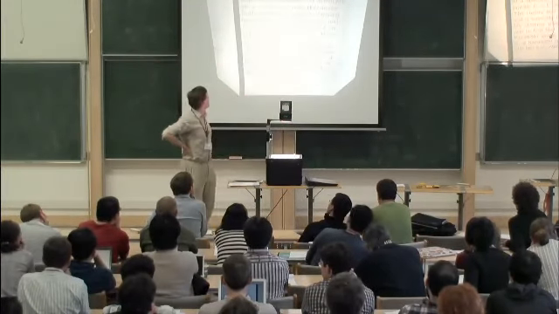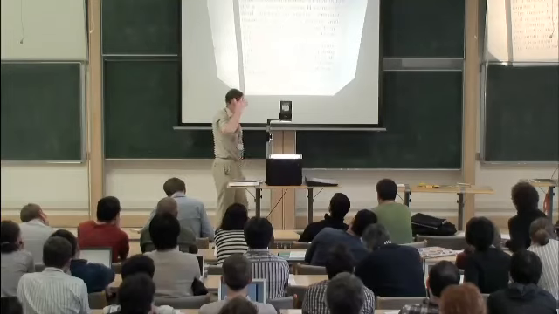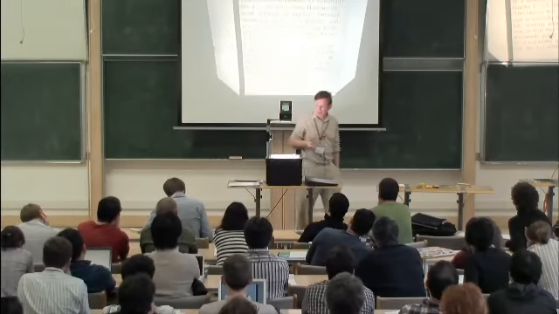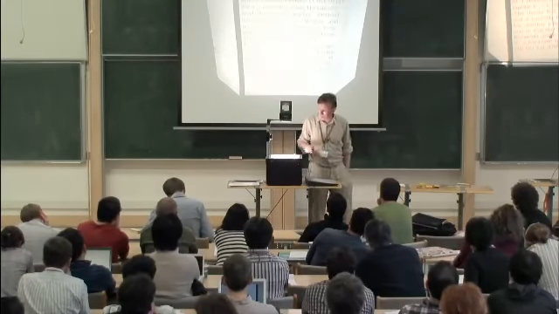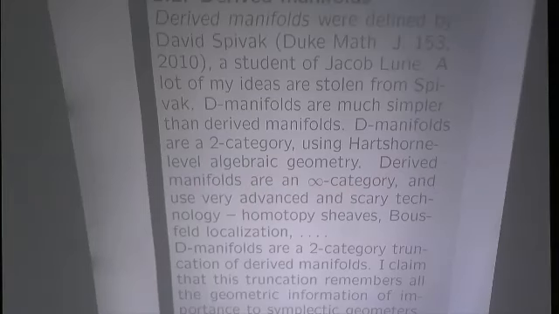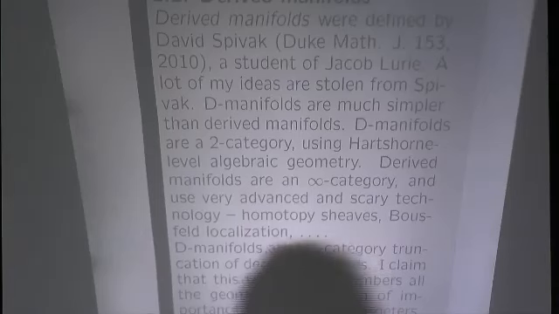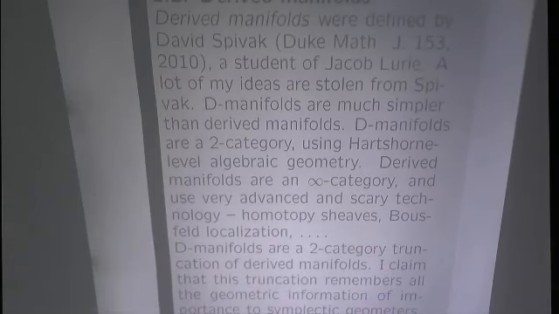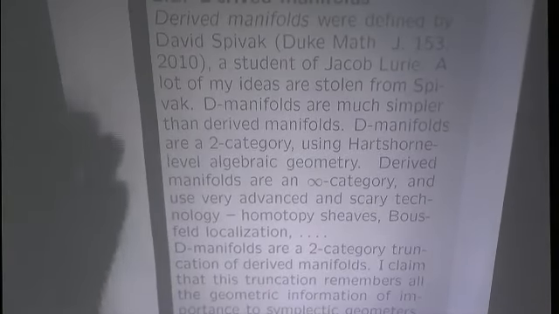Next, let's talk about derived manifolds. These were defined by David Spivak in a paper in the Duke Mathematical Journal, volume 153. He's a student of Jacob Lurie, so a lot of my ideas are really taken from Spivak. The difference between D-manifolds and his derived manifolds is that D-manifolds are much simpler.